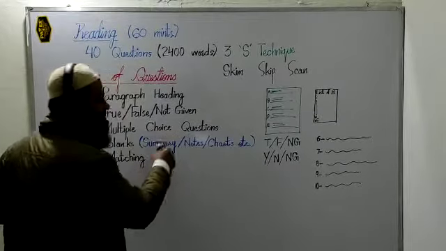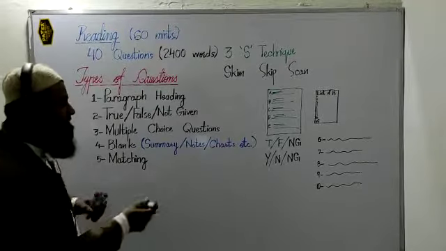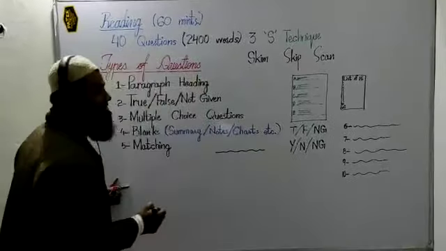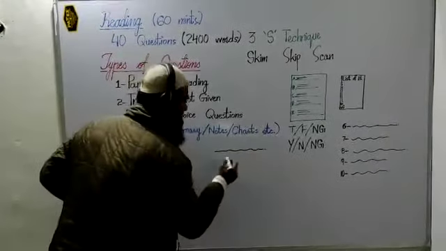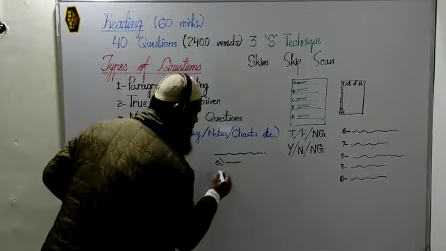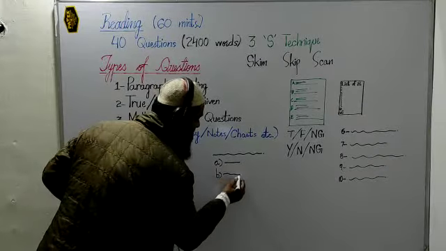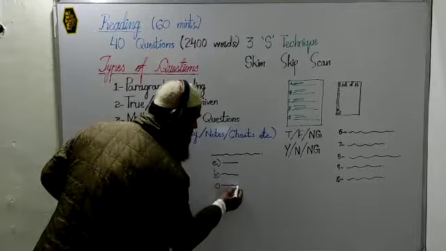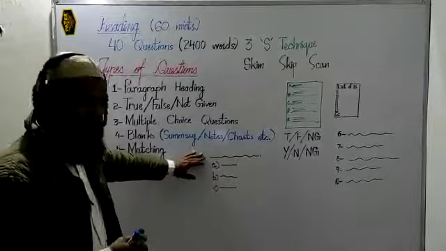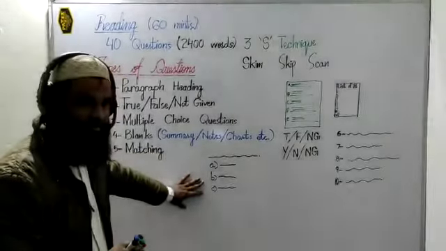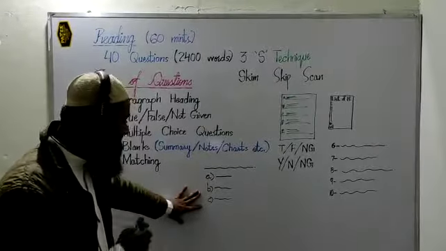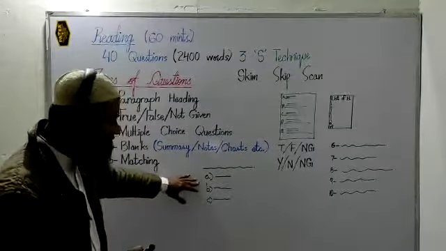So in multiple choice questions, you are given, for example, a statement. Okay? And you are given different options. For example, A, B, and C. You have to choose the correct answer to this question from these 3 options, and this is called multiple choice questions, that you have different choices, multiple choices, from which you can choose.